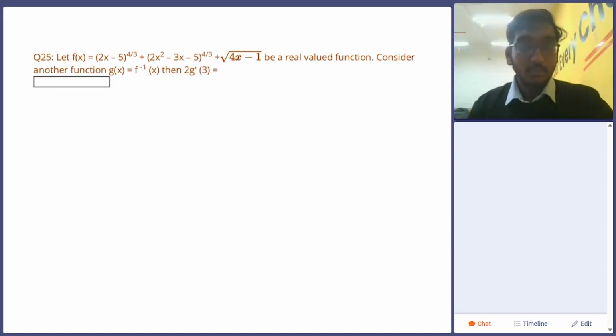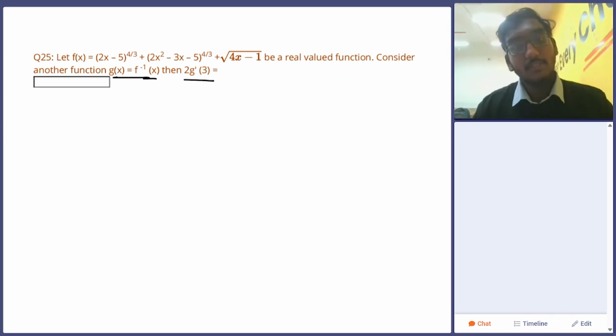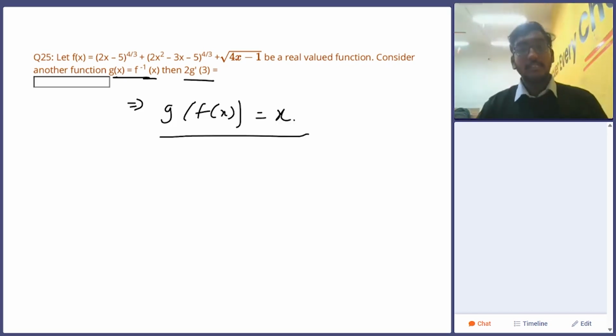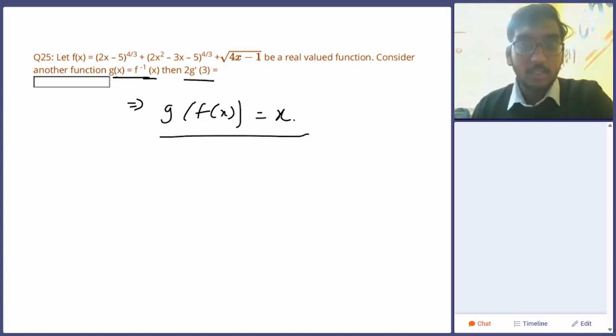See, this question is from function. Again, they have asked the value of g dash of 3. It is given that g of x is f inverse of x. That means g of x is f inverse of x. I can very well write that g of f of x is same as x, right? G of f of x is same as x.